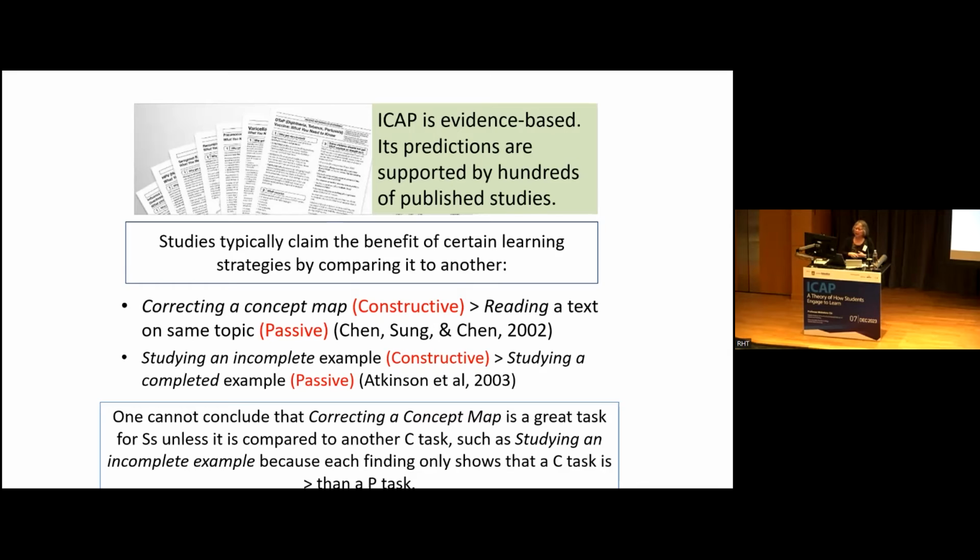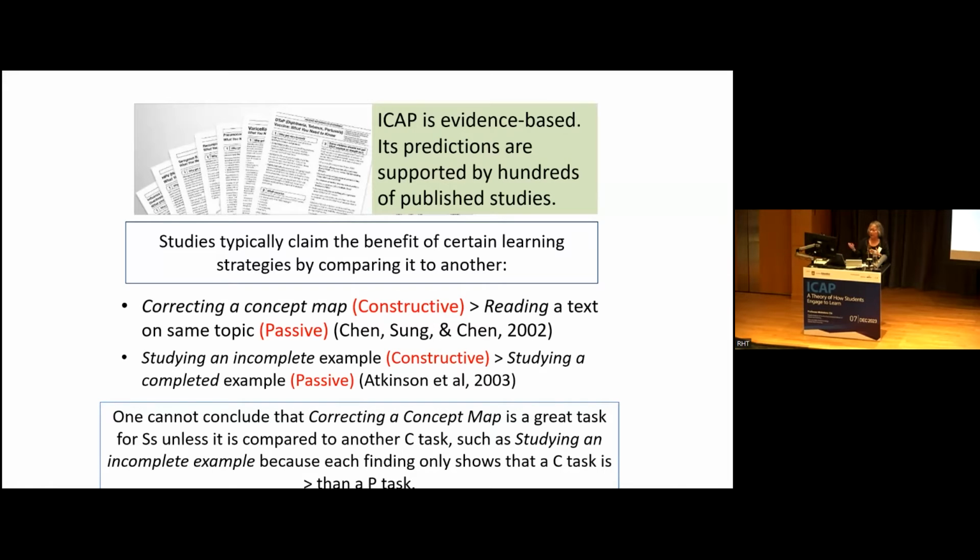In one study, one condition has students correct a concept map. That's obviously constructive, compared to reading a text on the same topic, which is passive. And they show that correcting a concept map is much better than reading a text. I did the same thing too. I compared self-explaining to reading the text twice. You can read the same text twice, and self-explaining is still better. So I did the same kind of study back then.